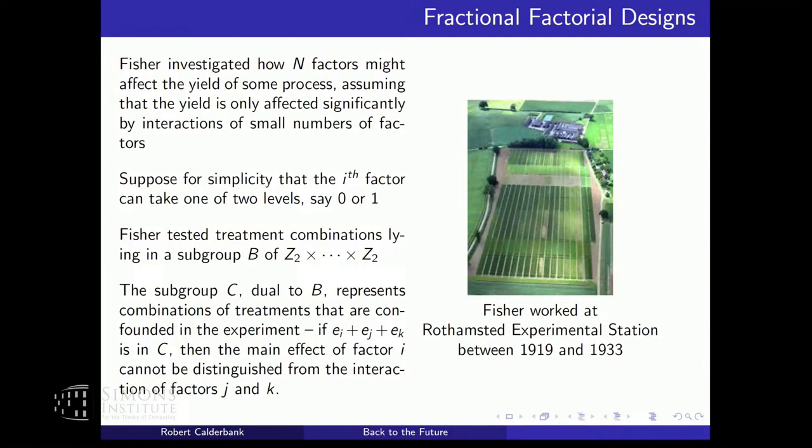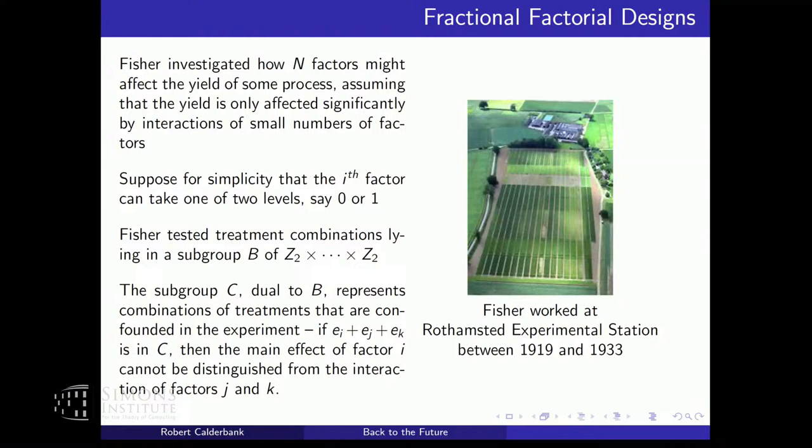And Fisher, for simplicity, wanted to think about treatment matrices that had a group structure. And so he's thinking that the experiments that he's going to run are going to be a subgroup of Z2 to the M. Okay. Now, what's Fisher interested in? He wants to tell good factors from bad factors.